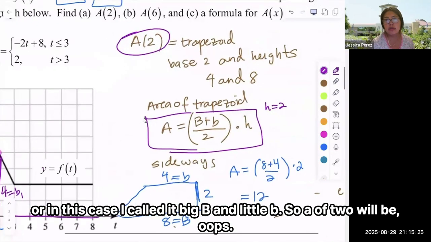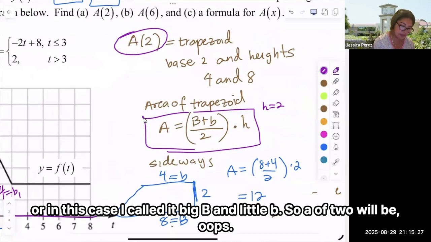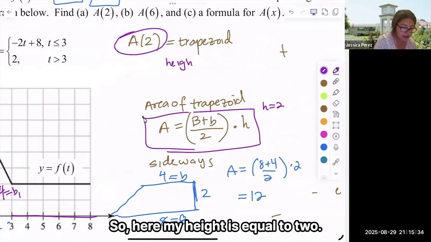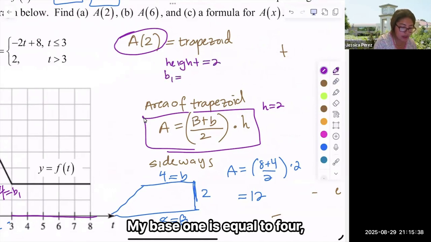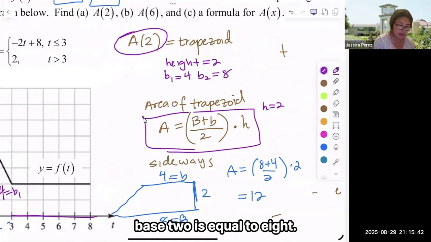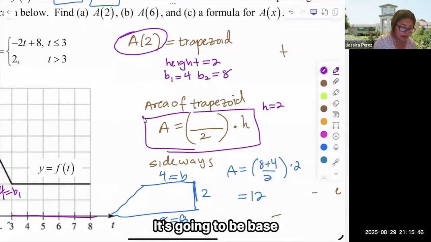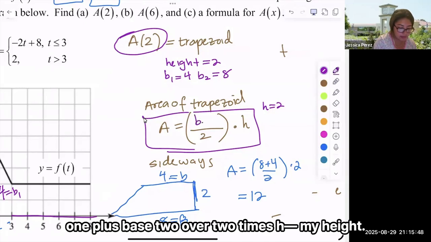So A of 2 will be, here my height is equal to 2. My base 1 is equal to 4. Base 2 is equal to 8. So let me change my formula here. It's going to be base 1 plus base 2 over 2 times my height.